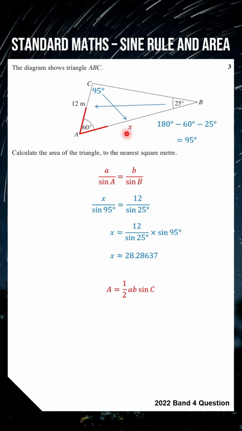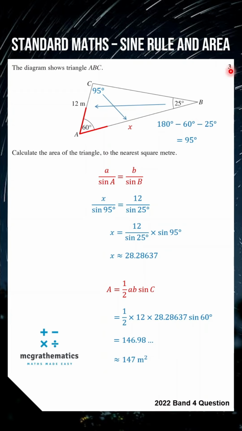But now I have this side length here, I can now go straight into my area formula just here, where I'm going to do half times 12 times x, now that I know what x is, and then multiply this by sine of the angle between them, which is 60. So subbing that in looks like this, and then putting it into the calculator gets us an answer of about 146.98, and this question wants our answer to the nearest square meter, so we'll round that up and say approximately 147 square meters, and that's how you quickly and easily get 3% of an HSC exam done.